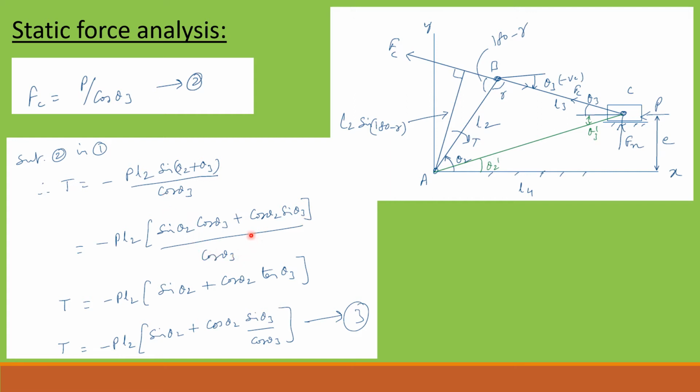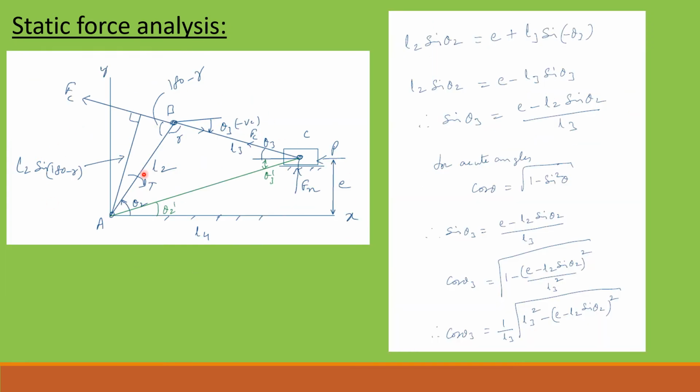So let us again simplify. We get T equal to minus P L2 times sin theta 2 cos theta 3 will get cancelled, and here cos theta 2 and sin theta 3 by cos theta 3 is tan theta 3. So this will become T equal to minus P L2 times sin theta 2 plus cos theta 2 into sin theta 3 by cos theta 3. Let us call that equation 3.